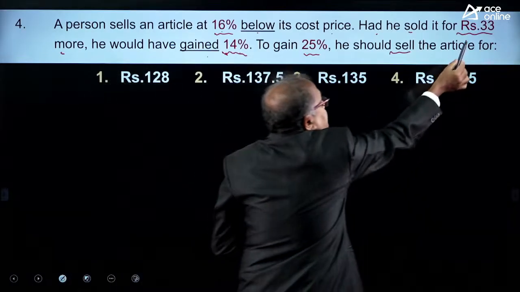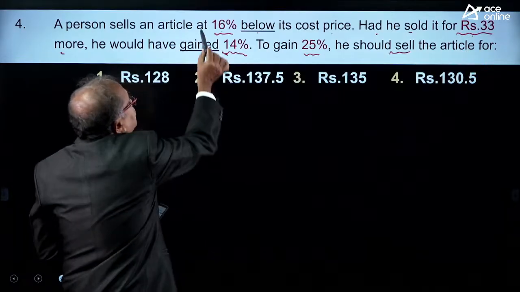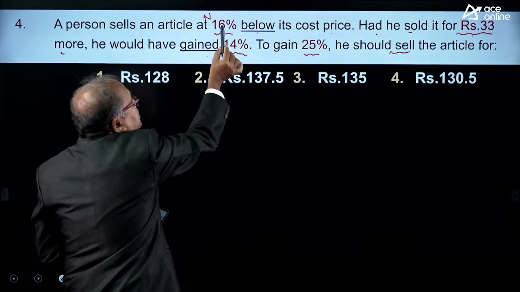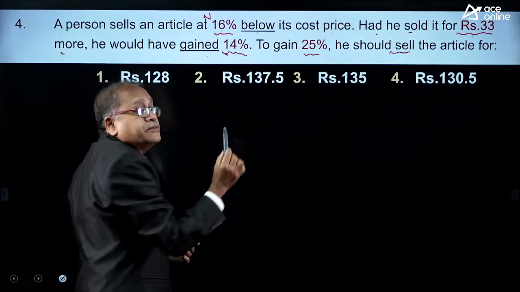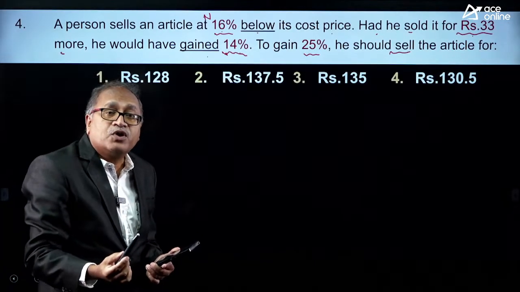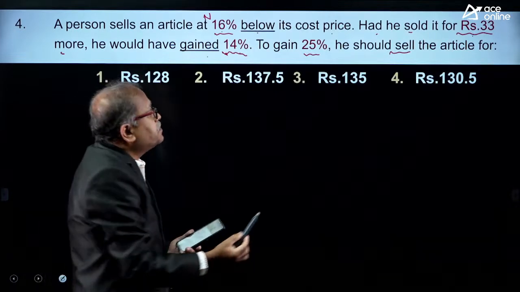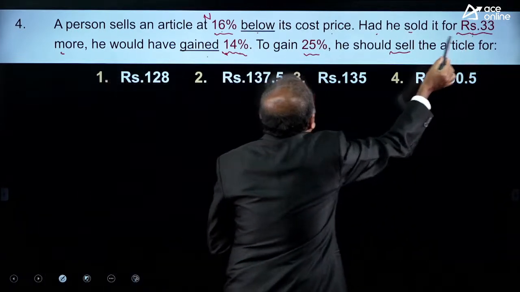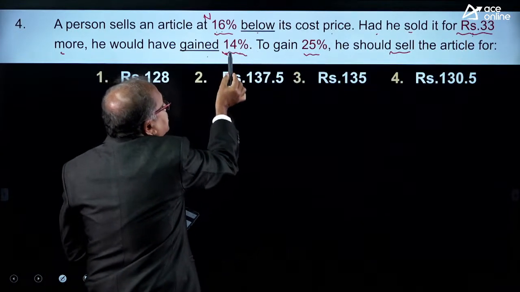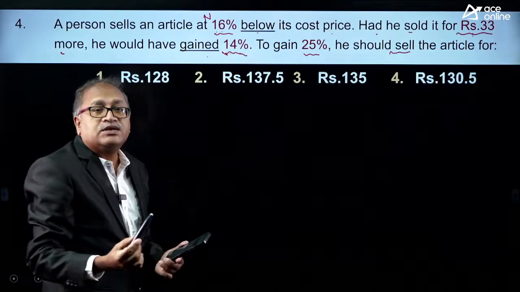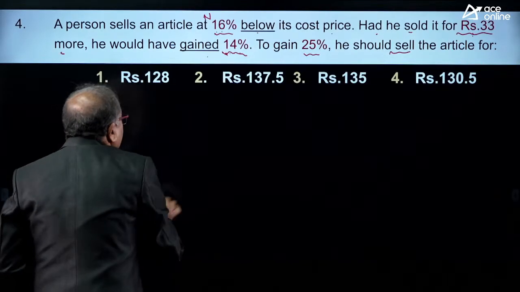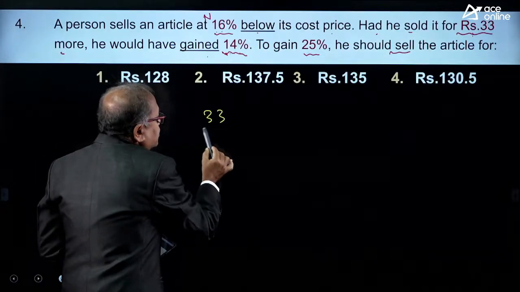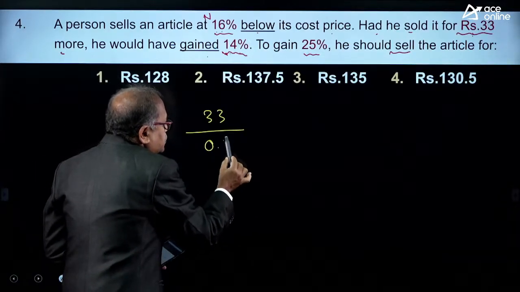So what is this 33 rupees effect? It neutralizes the 16% loss, and it also gives a 14% profit. So that means this 33 rupees represents what percentage? 16 plus 14, that is 30%. So this 33 represents 30%, that is 0.3.